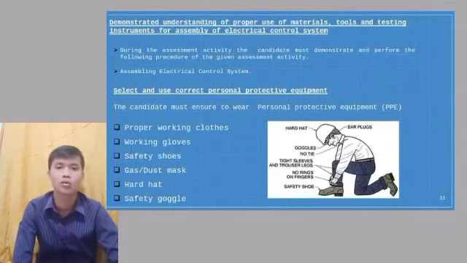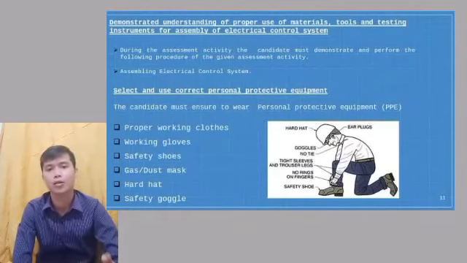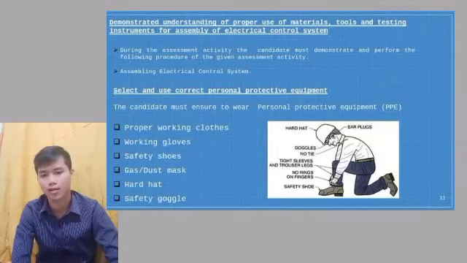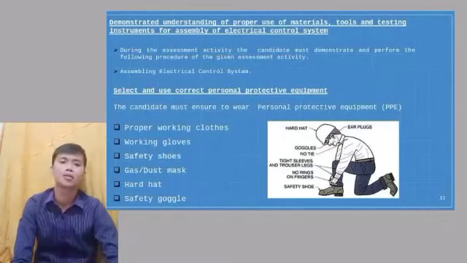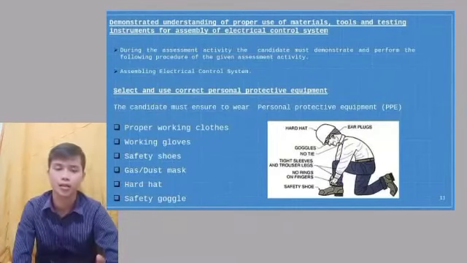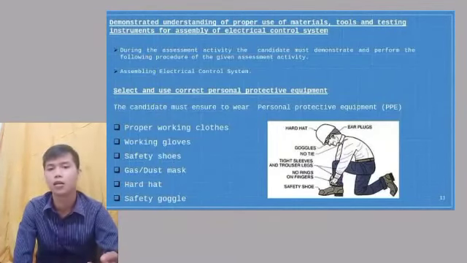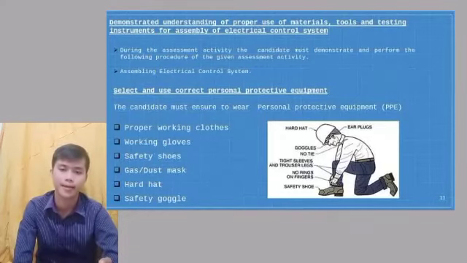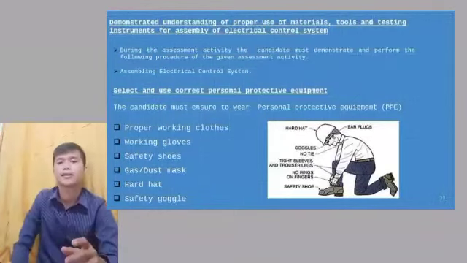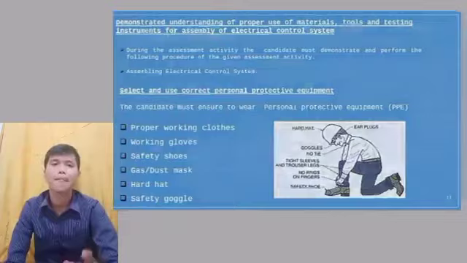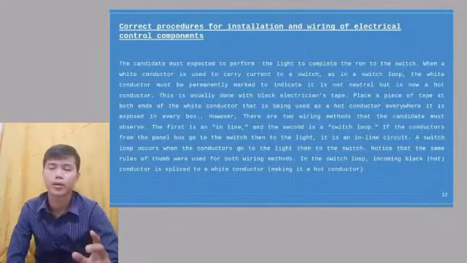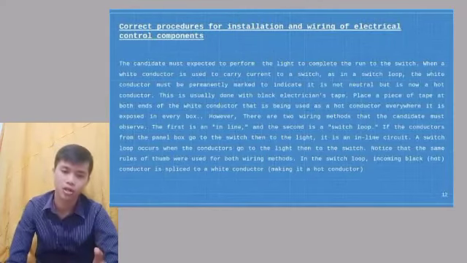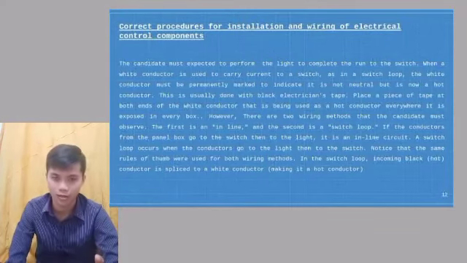One of the examples of that is proper working clothes, working gloves, safety shoes, gas, dust mask, hard hat, and safety goggles. Of course, that is the basic personal protective equipment in a certain establishment, or a suggested PPE. Next, the candidate must observe or demonstrate the correct procedure for the installation and wiring of electrical control components.